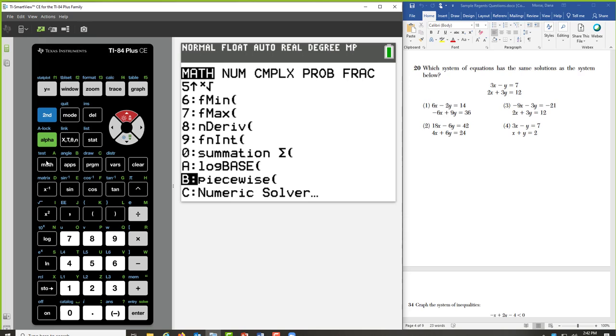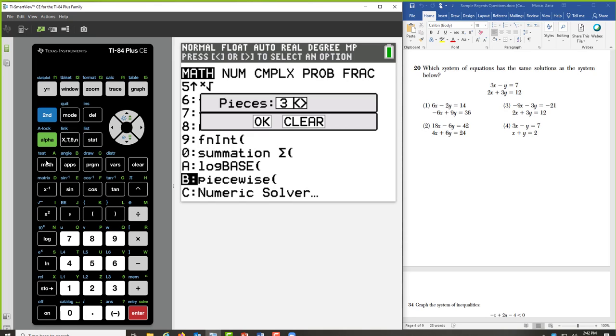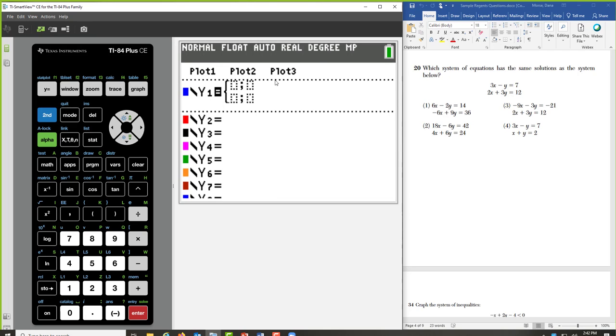And I can definitely share a video on how to update operating systems. How this tool works: I'll select piecewise. It defaults to 3 pieces, but New York State Regents, it's usually only 2 pieces. So I'll left arrow once and select 2 pieces. I'll down arrow once and select OK. That is better than I could write it on the board.